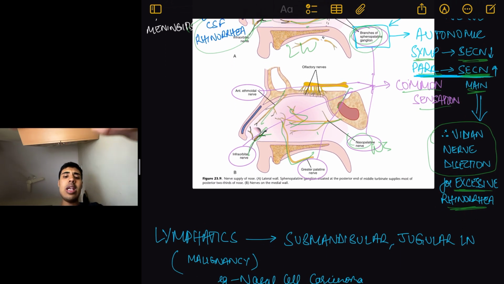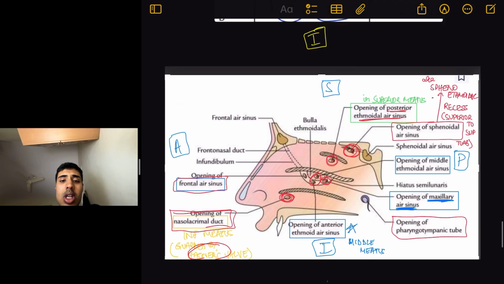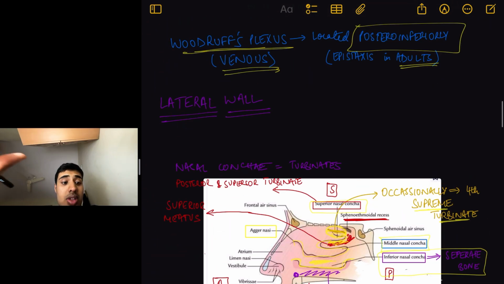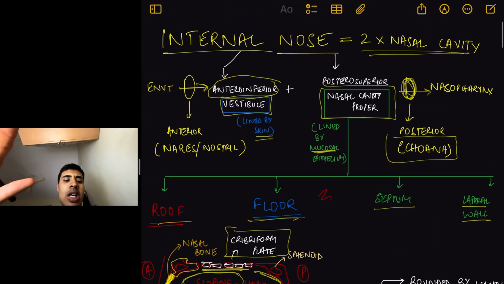Then come to lymphatics. Lymphatics, you have submandibular lymph node and jugular lymph node. Submandibular lymph node, not gland, I'm sorry. Submandibular lymph node and jugular lymph node. Now, one very important thing to remember here is why this is important. Basically, for malignancies like nasal cell carcinoma, they tend to metastasize to lymph nodes. Not that important. So basically, what you should remember here is osteomeatal complexes and the turbinates, the blood supply for the septum, the parts of the septum, and basically the general idea of internal nose.